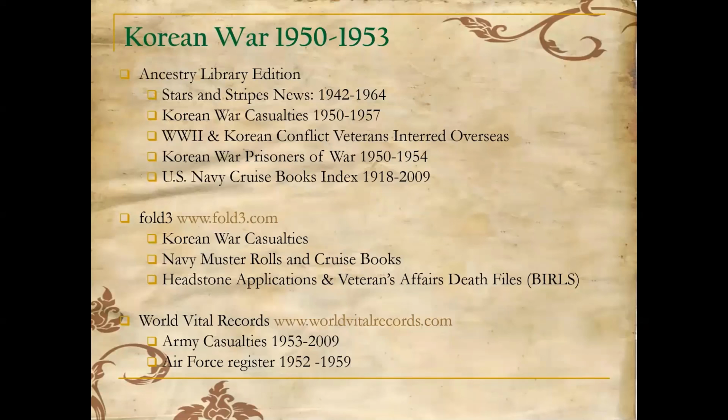And then World Vital Records, it's a subscription site. They are offering some free weekends now because of the shelter in place, but they again have those casualty lists that I was talking about that you can find on Ancestry and Fold3.